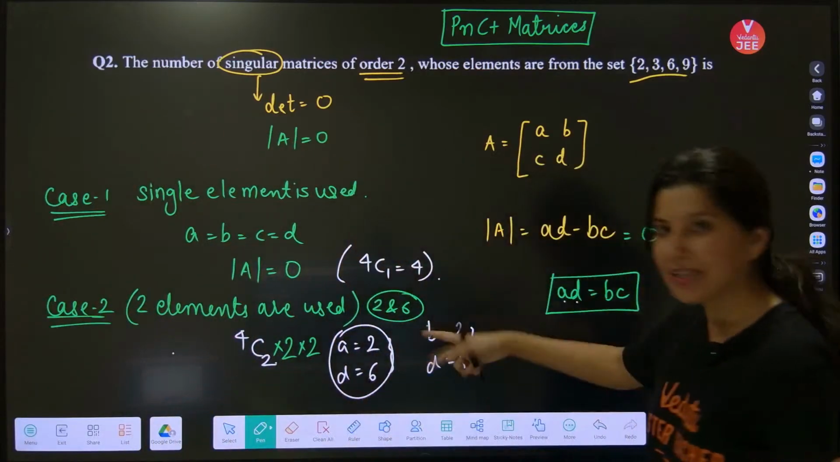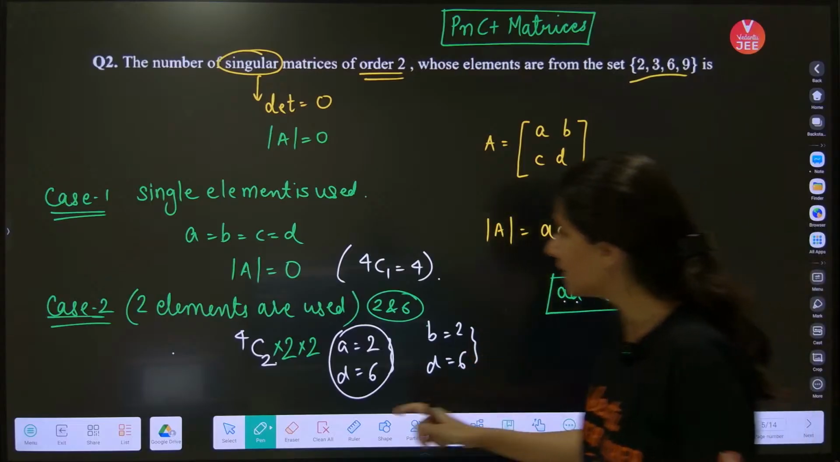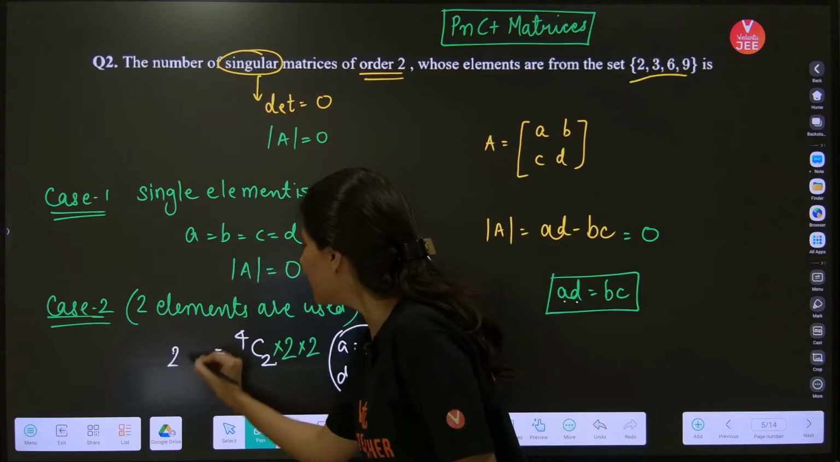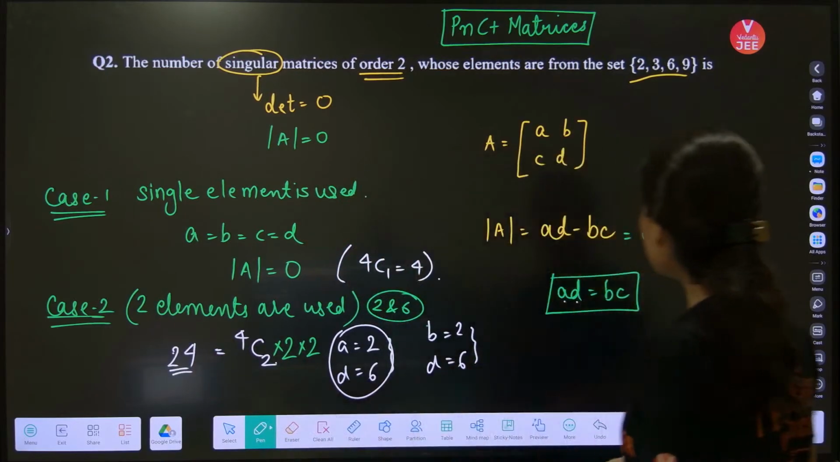Basically, they can shuffle among themselves. So the answer would be: this is 6, 6 2s are 12, 24. So the answer would be 24 such cases. Now case number 3.